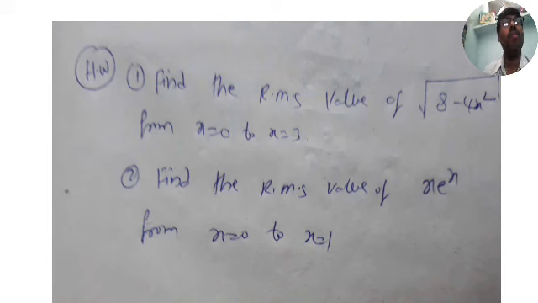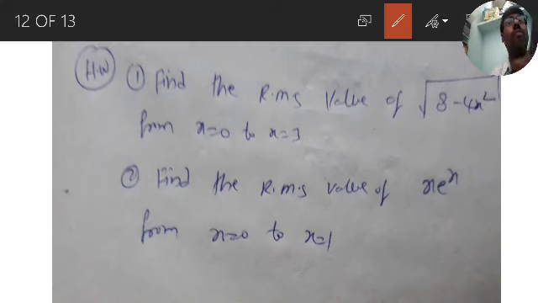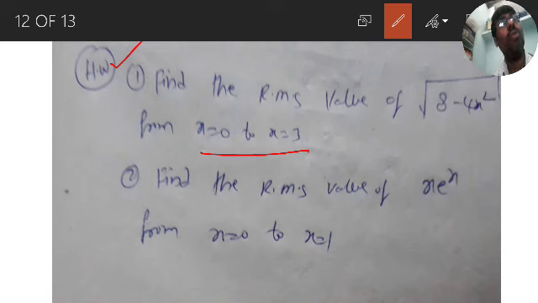So let me give, this is my homework, guys. Find the RMS value of square root of 8 minus 4x square from x is equal to 0 to x is equal to 3. This is my first problem. So the function is square root of 8 minus 4x square and the limits are 0 to 3. So just substitute. We did it for x is equal to 0 to 2, now x is equal to 0 to 3. This is also a previous question, that's what I have given.